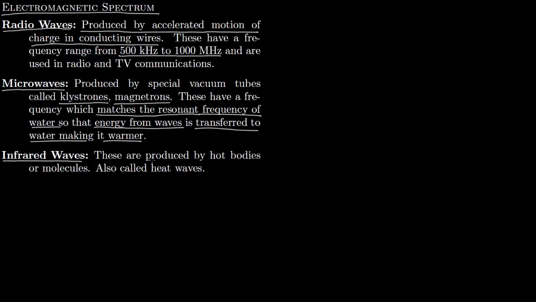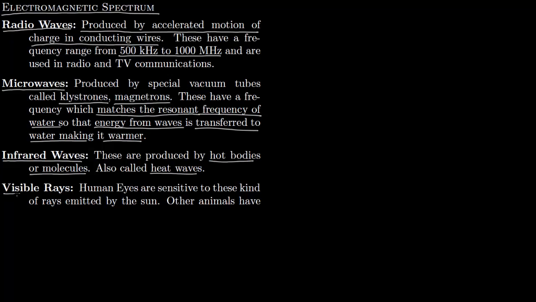Now we talk about infrared waves. Now these infrared waves are produced by hot bodies or molecules at very high temperature. So these are also called heat waves. So for example, when iron is extremely hot, it emits infrared rays.